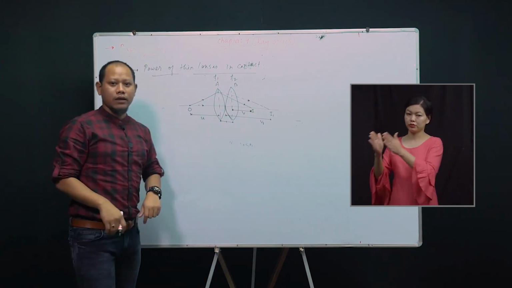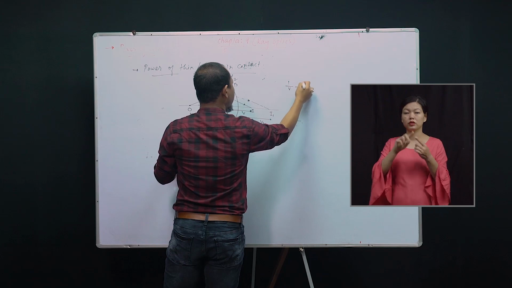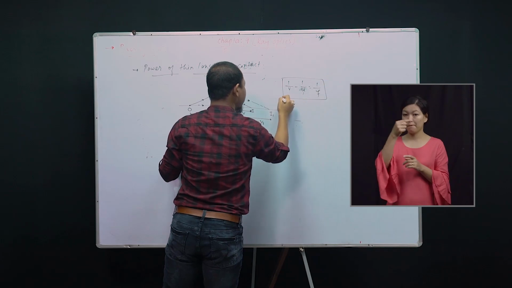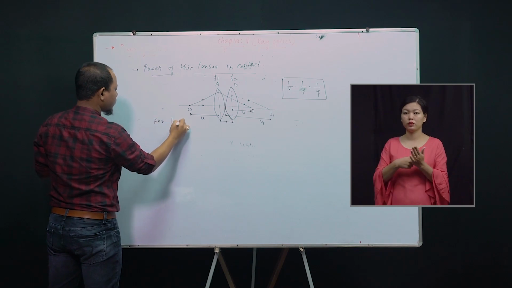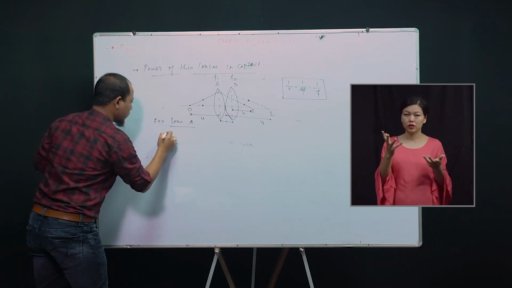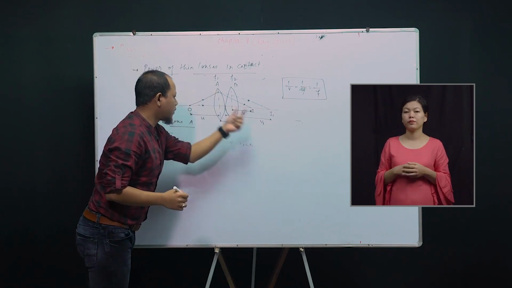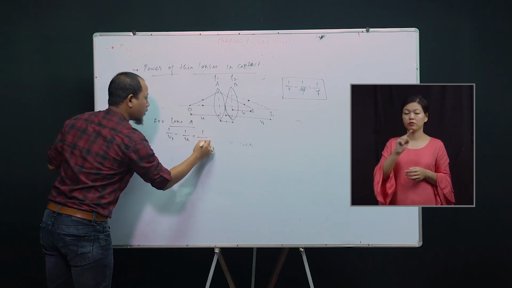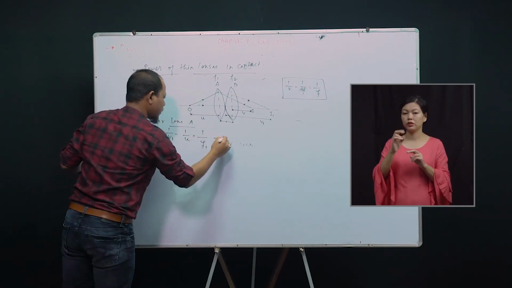Now, as we have already derived the lens formula, let me remind you: 1 by V minus 1 by U equal to 1 by F. Let's apply this for lens A. Applying the lens equation, the image distance is V1, so 1 by V1 minus 1 by U equal to 1 by F1, as F1 is the focal length of lens A. Say this is equation number 1.